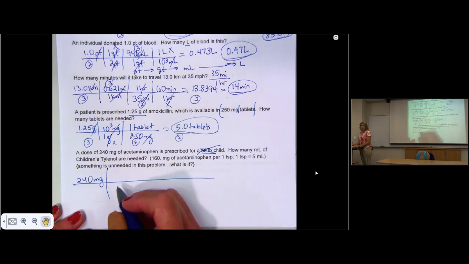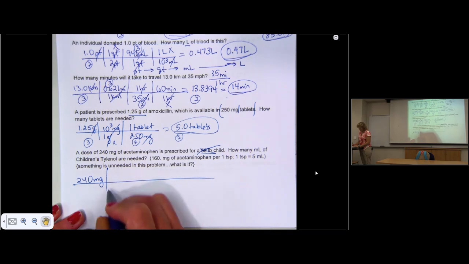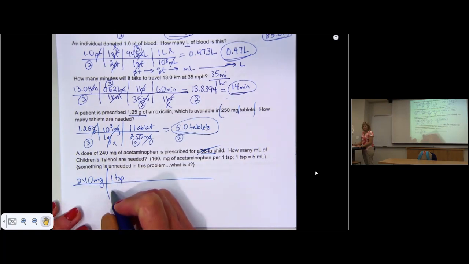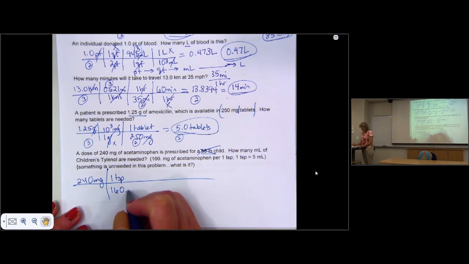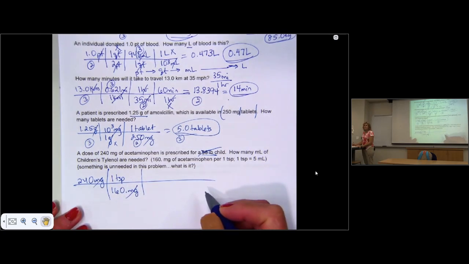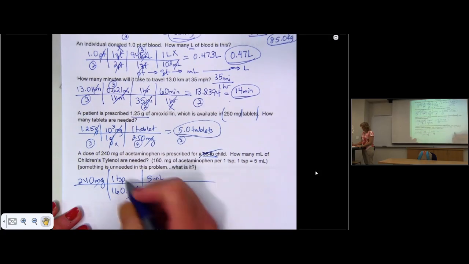What's my next step? What goes on top? One teaspoon. I heard 160, but I didn't know where you meant to put that. So I'm assuming you meant to put that on the bottom. Is that right? So 160 milligrams goes on bottom. That cancels. Now what goes on top? 5 milliliters. Good. And what goes on bottom? 1 teaspoon. Teaspoons cancel. Run your numbers.